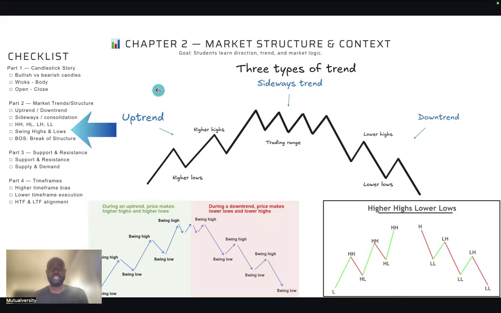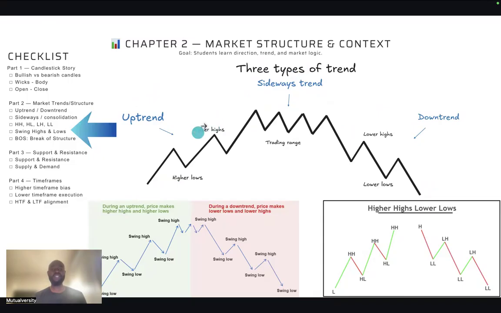There are three types of trends within the market. When you're trading, price or the market will move in three types of trends. It will move in an uptrend, a sideways trend, also known as consolidation, and then the market will also move in a downtrend. So those are the three: uptrend, sideways trend, and downtrend.